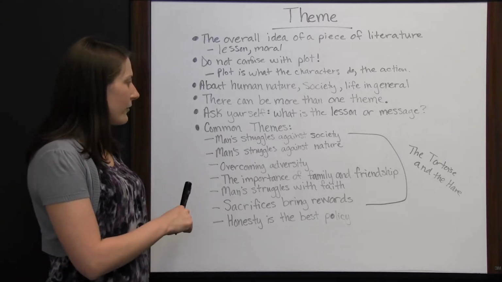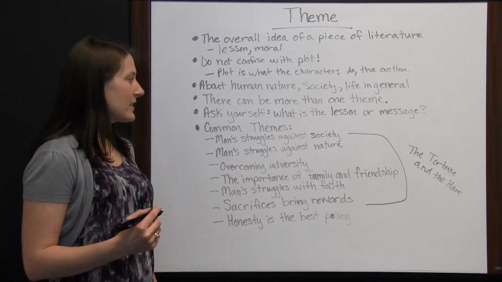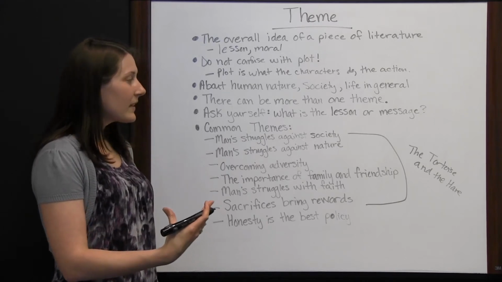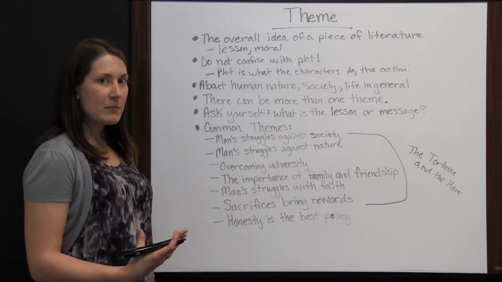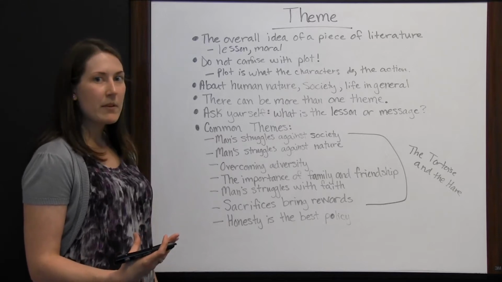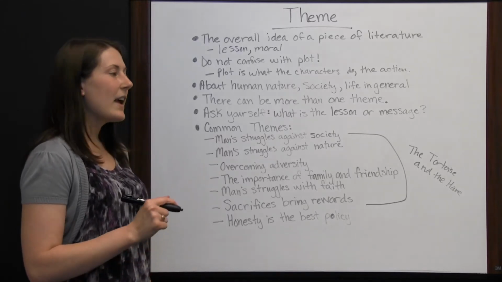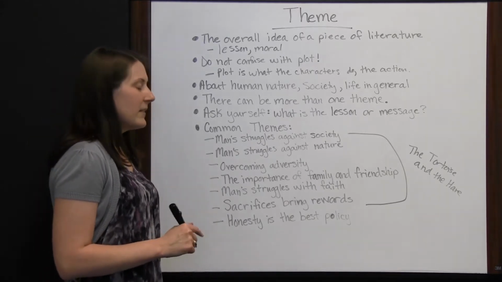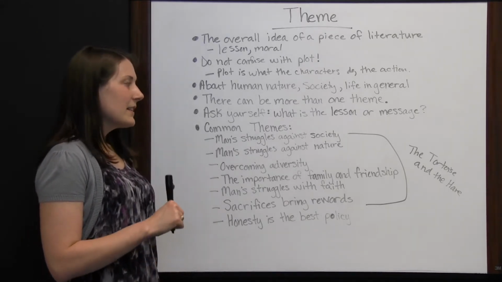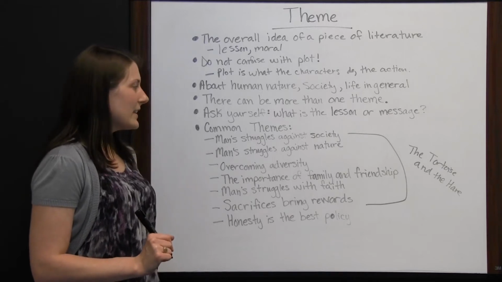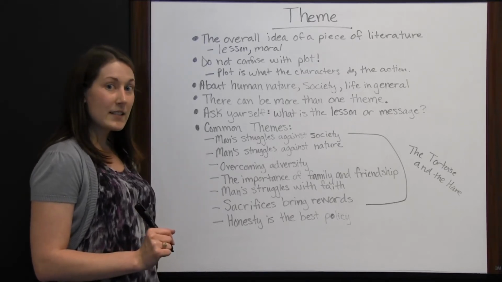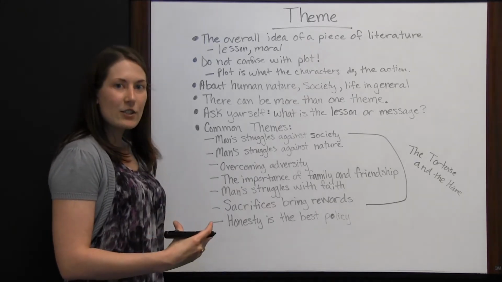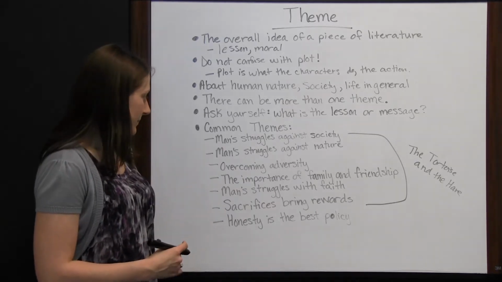Overcoming adversity. Just simply winning the race, the tortoise ended up winning even though no one expected him to do it. Even though people were probably telling him, oh, you can't do that. The hare's always going to beat you. The importance of family and friendship. Now, I've talked a lot about society telling the tortoise he couldn't do this, but I'd like to think that the tortoise had some family and friends on his side that were urging him on, that helped him feel like he could actually go through and win this race.